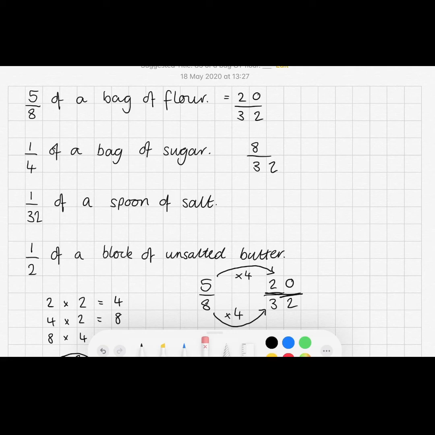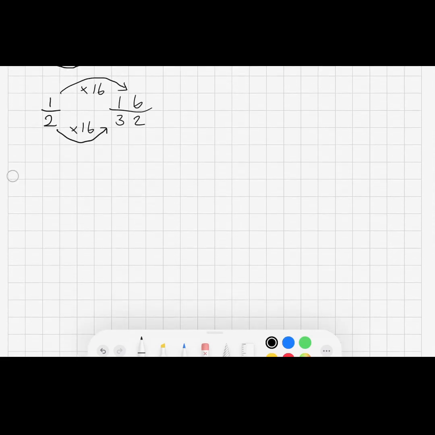Once I've converted all of my fractions, I need to work out which is the largest one and which is the smallest one. So 20/32, 8/32, 1/32, 16/32. Which one's the largest? Well, that would be 20. So 5/8 is the largest fraction. Which one is the smallest? Well, 1/32 stays the same.